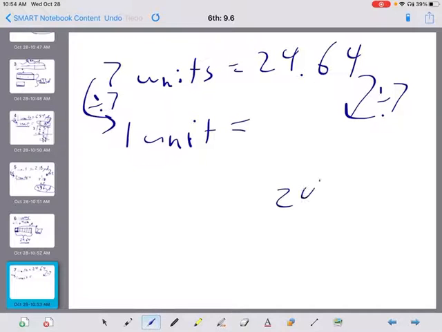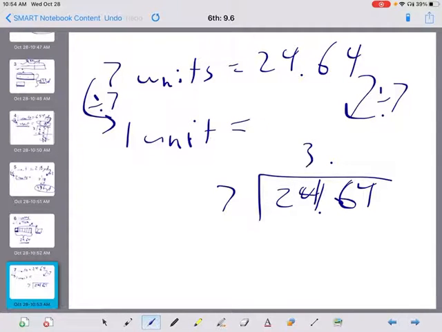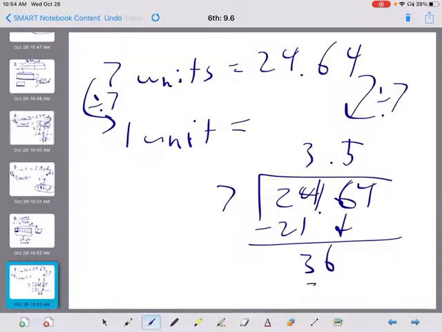And now I've got to do 24 and 64 hundredths divided by 7. Remember, I'll put my decimal there. 7 goes into 24 3 times. 3 times 7 is 21. I get 3, drop down to 6. 7 goes into 36, 5 times. 5 times 7 is 35. Again, study those multiplication tables if you don't know them, because you're going to have to know them. It's impossible to do this if you don't know your multiplication tables.